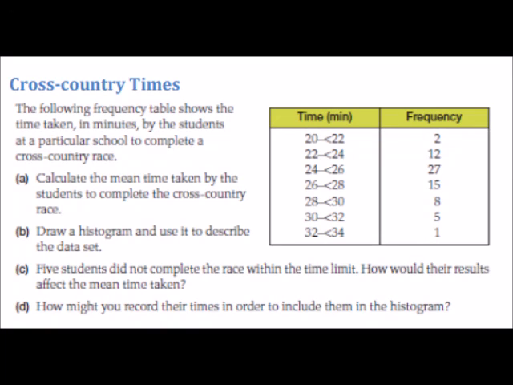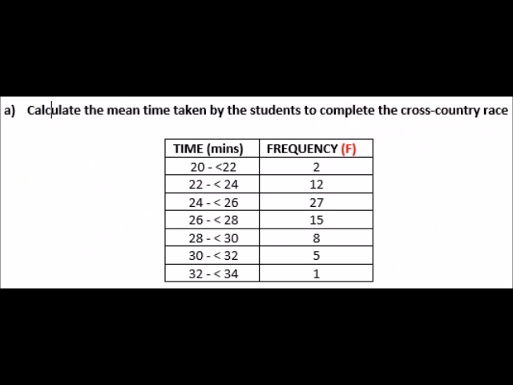So the following question is the question on cross-country times, and it's divided into 4 sections. First of all, we have to start with part A, which is to determine the mean time taken by the students to run the cross-country. To determine the mean time, we first need to simplify the grouped distribution data from timeframes to an actual whole number.